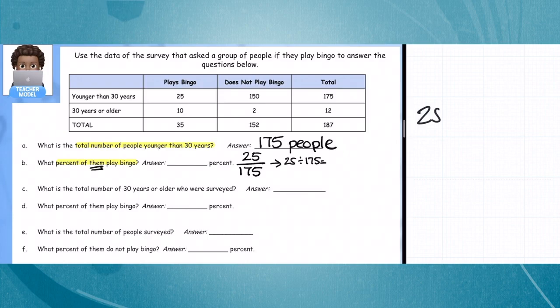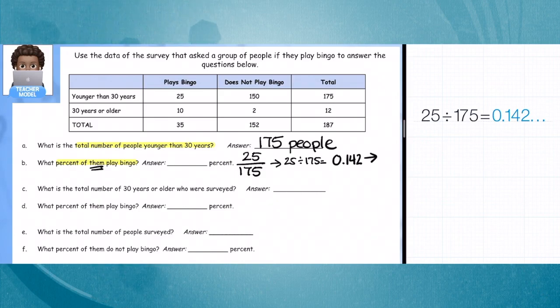Okay, so 25 divided by 175 is going to give me 0.142. I'm going to change that into a percent by taking this decimal and moving it over 2 times. And that is going to give me 14.2%. Okay, so we're going to use our tools carefully to just figure out percentage. And let's go to the next one.